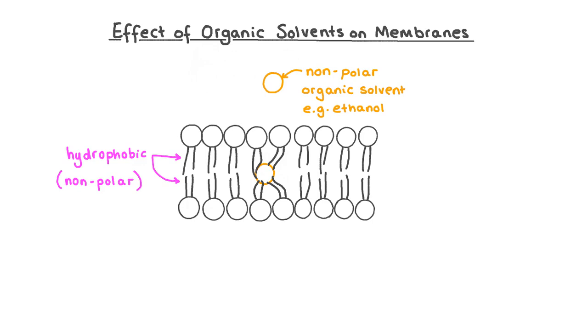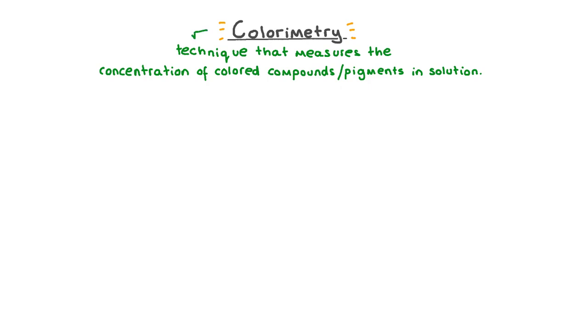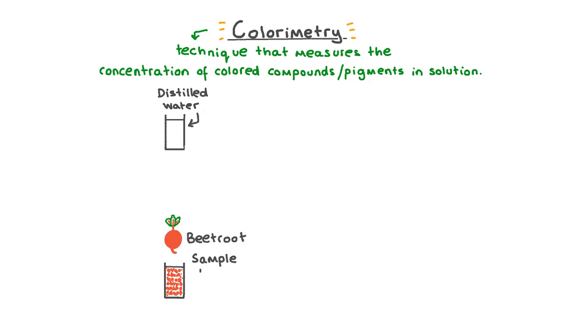There are some techniques that can be used to evaluate the permeability of membranes. One example is colorimetry, which is a technique that measures the concentration of colored compounds or pigments in a solution. Let's see how this might work by looking at 2 different solutions. One containing distilled water only, and another that's had a beetroot sample sitting in it for 30 minutes. Colorimetry is especially useful when the experimental cells contain pigment that is highly concentrated.